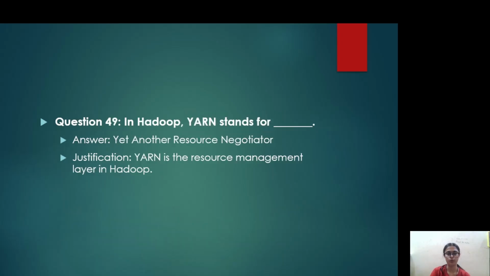Next is in Hadoop, YARN stands for. In Hadoop, YARN stands for Yet Another Resource Negotiator, and YARN is the resource manager of Hadoop. So its task is to decide which job should run, where it should run, how much memory and CPU it gets. Basically, it manages all the cluster resources so big data tasks can run smoothly on our machines.